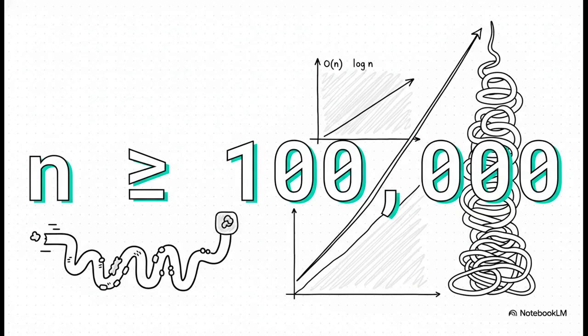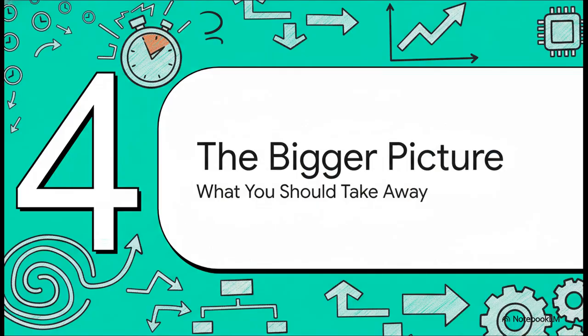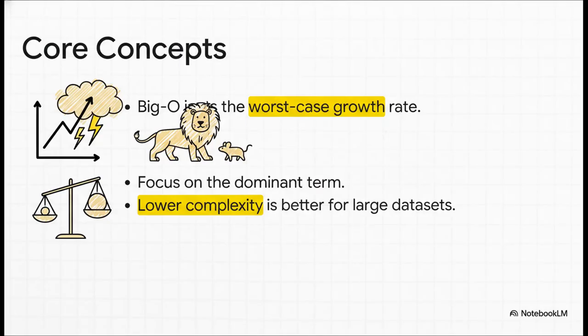And this is such a perfect illustration of what Big O is really about. It's not about which code is faster for 10 items, it's about predicting how the performance will behave at a massive, massive scale. So, after all that, what are the most important things to remember? What's the big picture here? Let's just drill this down.